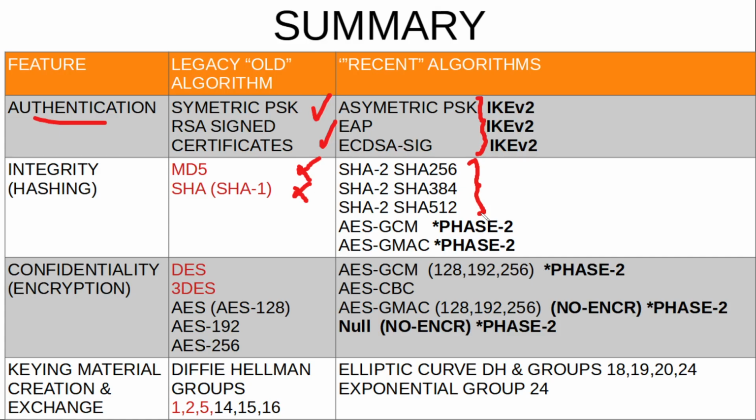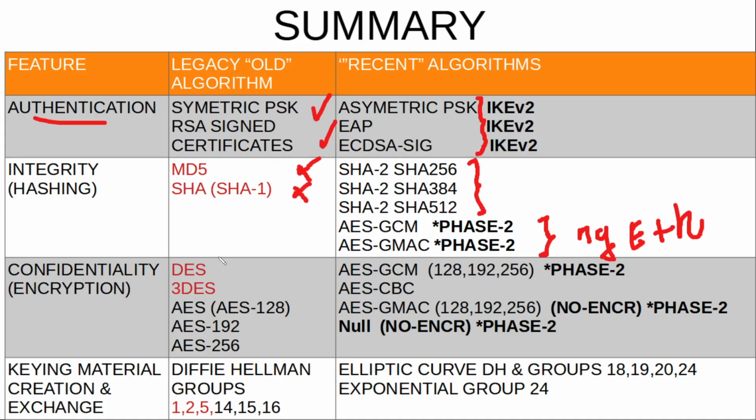But we can also use the new generation of encryption protocols that do encryption and hashing. So in this case, GCM and GMAC do encryption and hashing. So we can use them, but only for phase 2 for IPsec. Remember that IPsec uses phase 1 and phase 2. So these are available only for phase 2.